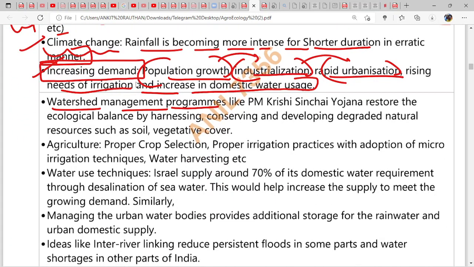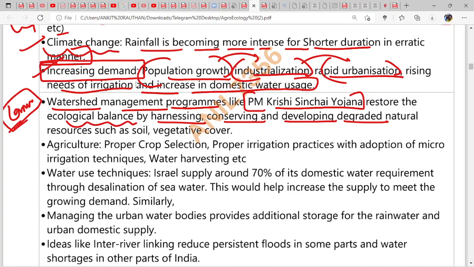Watershed management programs like PM. Now conservation. How we are doing the conservation of these water resources. So it is being done by PM Krishi Sinchai Yojana, to restore the ecological balance by harnessing, conserving and developing degraded natural resources such as soil, vegetative cover. Watershed management programs.